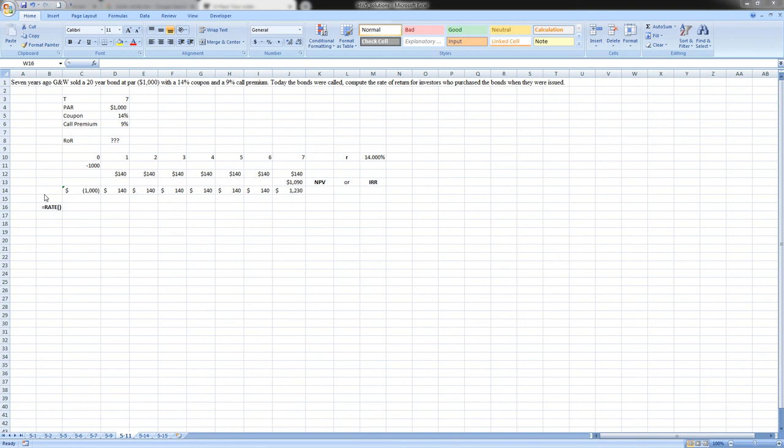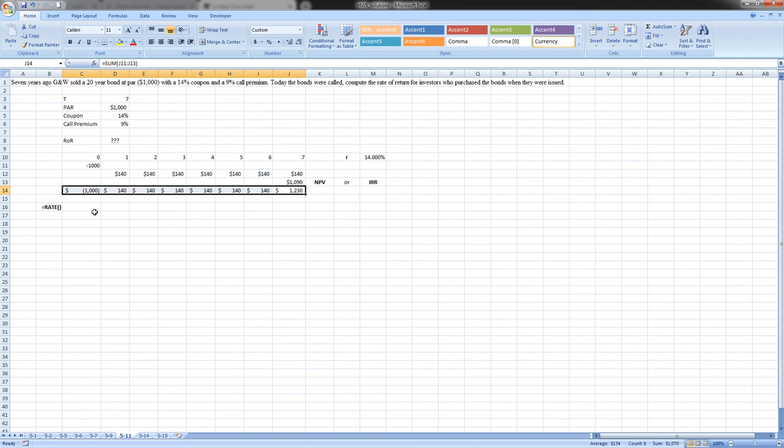So the cash flows look as such. At time zero, there was a cash outflow of $1,000, and then they received the 14% coupon, or $140, for 7 years. Then at the end of the 7 years, they received the original par value back, plus the 9% call premium for a total of $1,090. So our cash flows are as such: an outflow at time zero of $1,000. In years 1 through 7, there's $140, plus the additional $1,090, for a total of $1,230 in year 7.